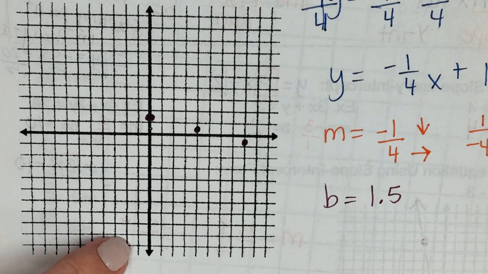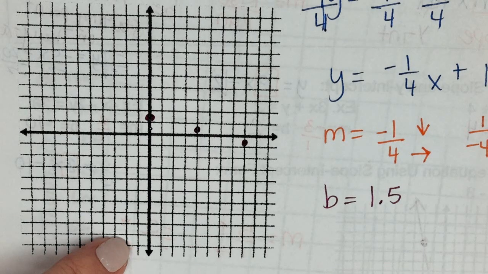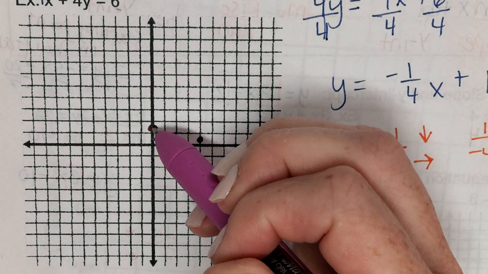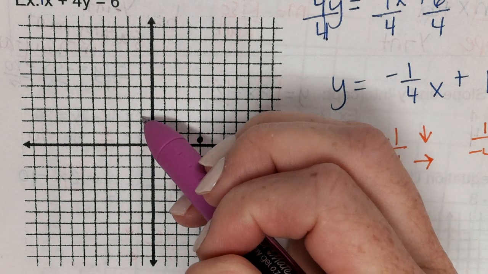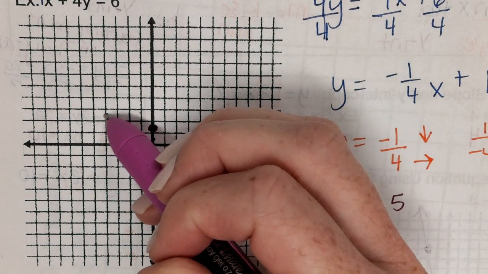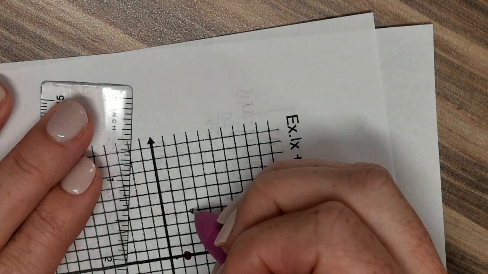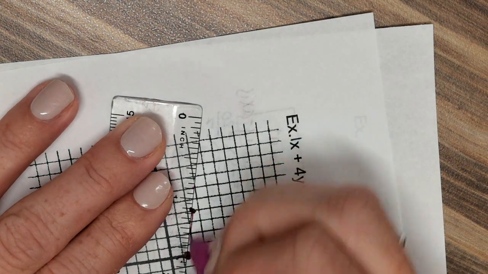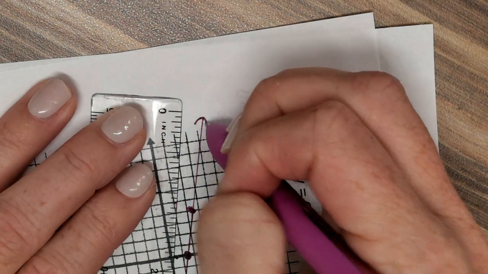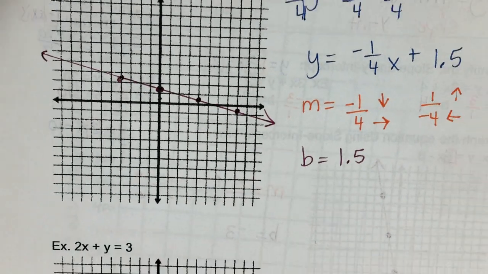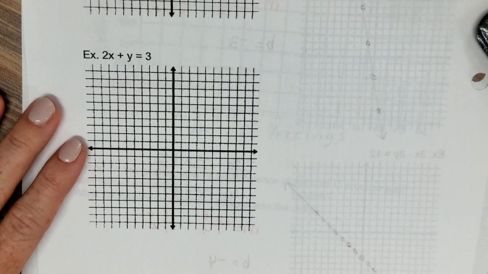Where else did I say we could have gone? Up 1, left 4. So go back to your y-intercept. Go up 1, left 4. Did it fall on the same line? Yes. And connect your dots. Okay, I'm going to let y'all have a second to try this one on your own.